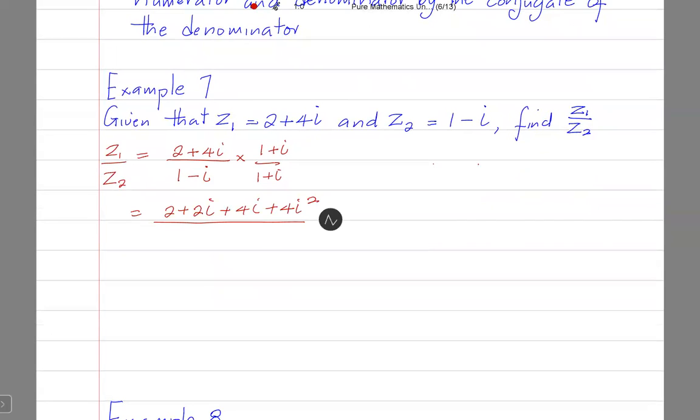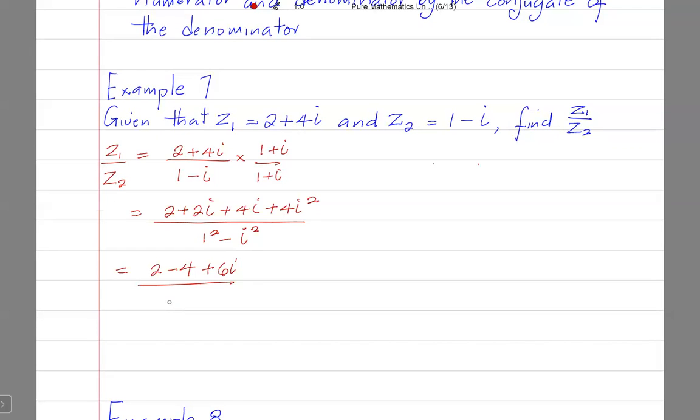and I'm going to do the same thing at the bottom. Now, the bottom will result in the difference of 2 squares. If you have 1 minus i multiplied by 1 plus i, the answer is going to be the difference of 2 squares. So your answer is really going to be 1 squared minus i squared. All right. So at the top, I'm going to have 2 minus 4. And 2i plus 4i is 6i.